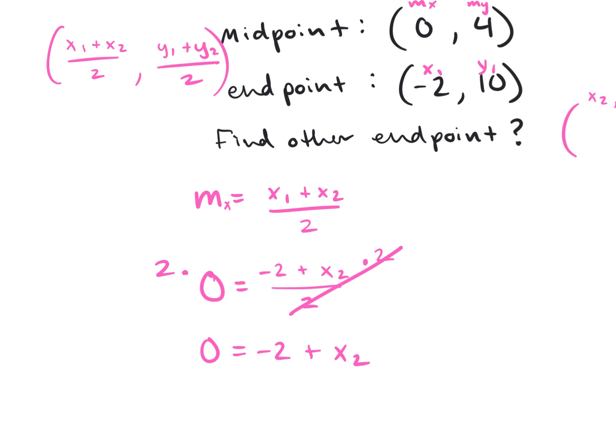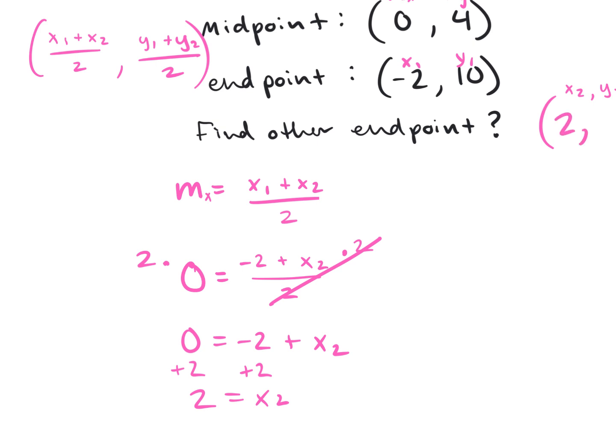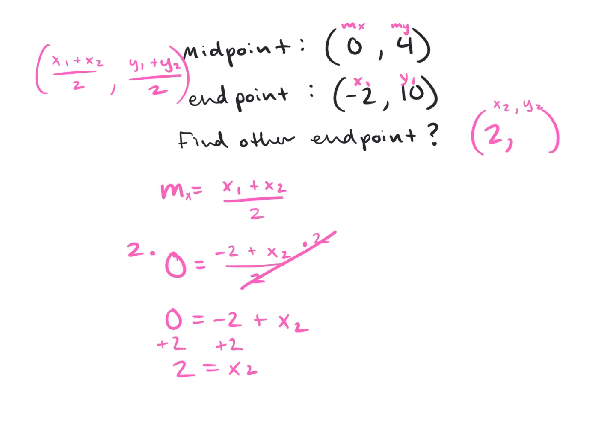What would we do next? Add 2. So we have 2 is equal to x2. So this would be our answer for x2, 2. So that's the x in my endpoint. Any questions on what we just did there?